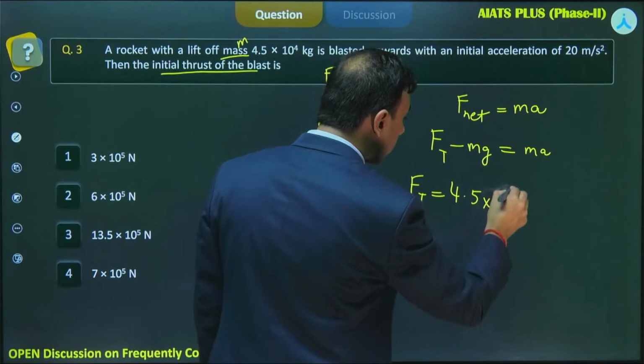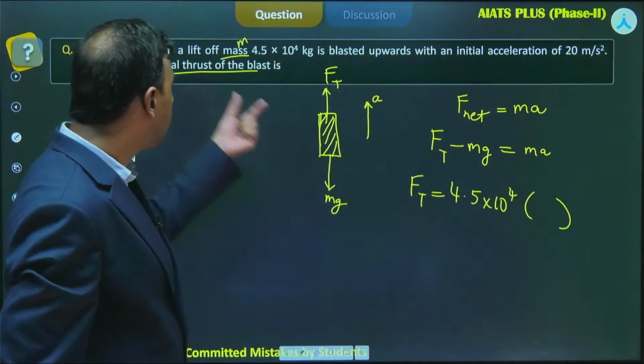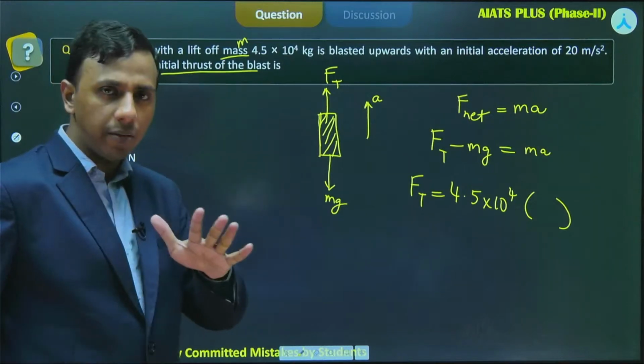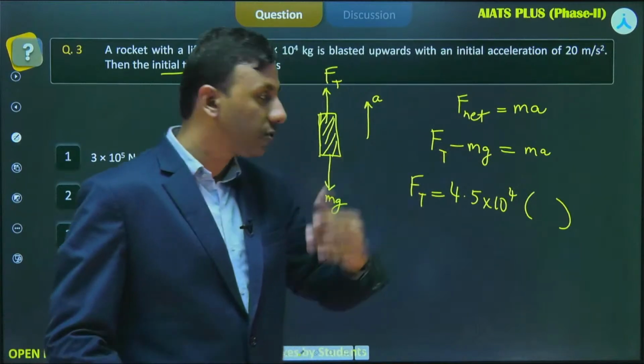into 10 to the power 4 into g plus a. G is how much? 10 meter per second square. That's a standard value. You can always take it. And a is how much? 20. So g plus a becomes 10 plus 20.